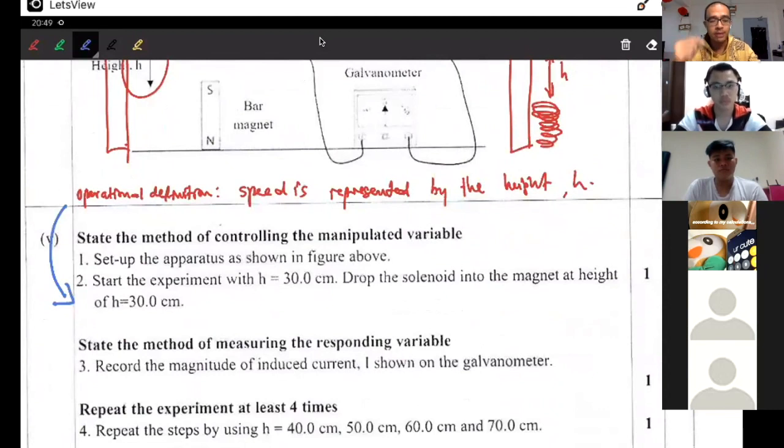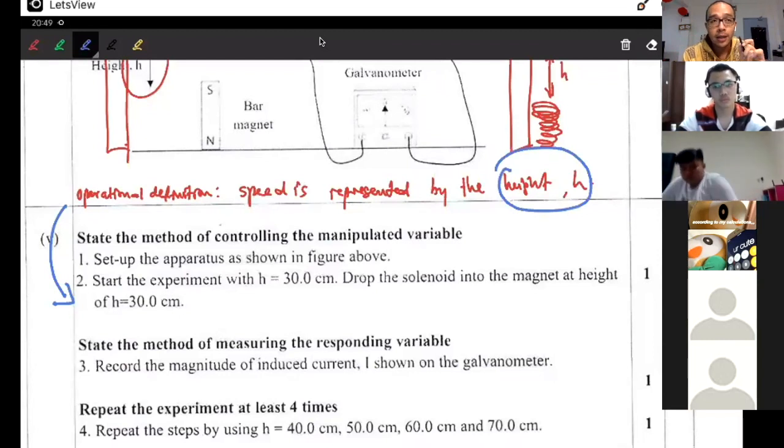Okay, so I purposely force you to write down the operational definition so that you don't forget it when you're writing the procedure. For the procedure, many people will write automatically like that, then they forget. Because we need an operational definition when we cannot directly measure something. For example, speed. You cannot directly measure speed, so you have to represent it by the height.